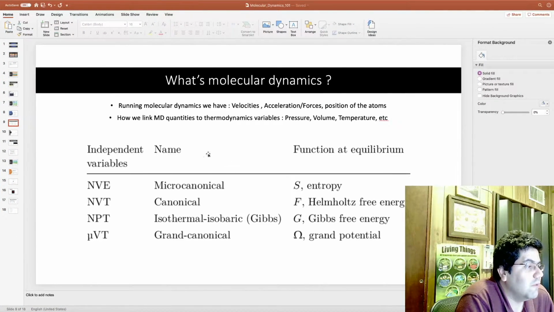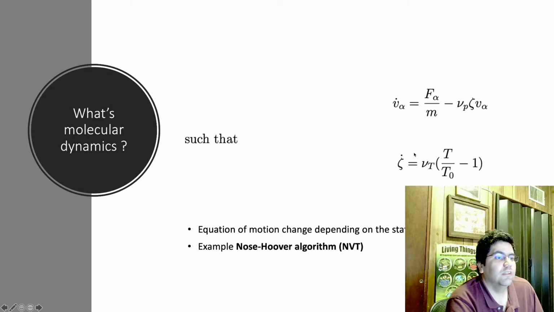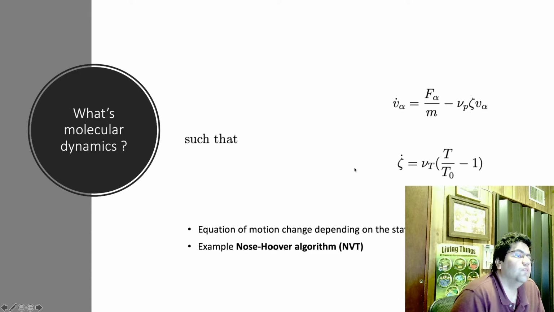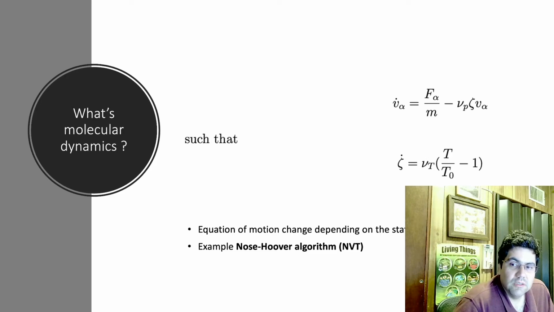So like I was saying before, when we're using the canonical and the isothermal-isobaric ensembles, there have to be modifications to the Newtonian equations, like the one right here in the next slide. There are reasons for doing these modifications, but I'm not gonna go into that topic. You only have to remember that there have to be modifications.